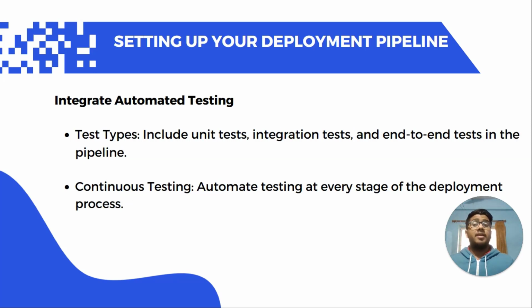Next is integrate automated testing. Testing is important for a product because if some secrets or bugs are there, they can have a large impact on the company and on the product. So we implement testing everywhere, in each and every process and stage, eventually automated testing.